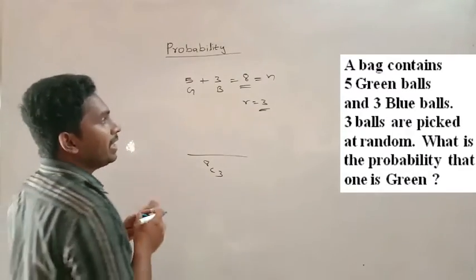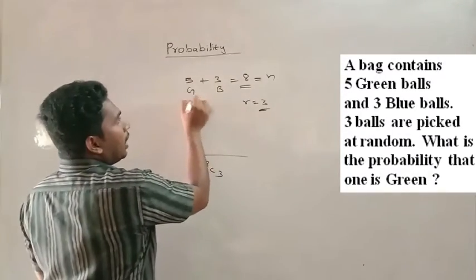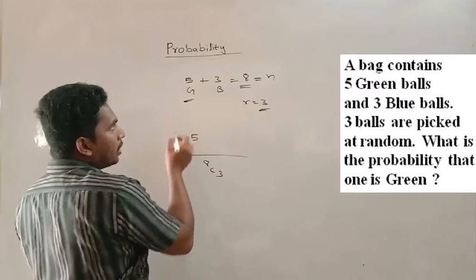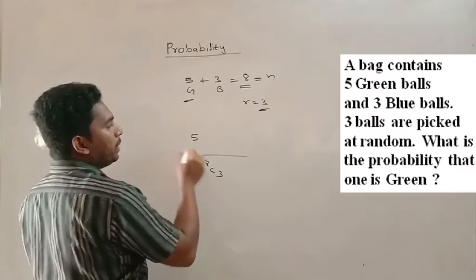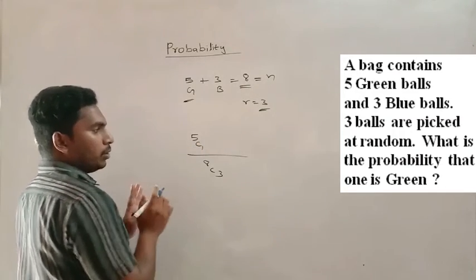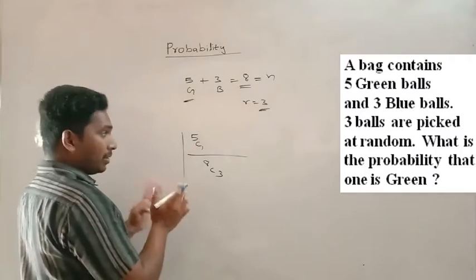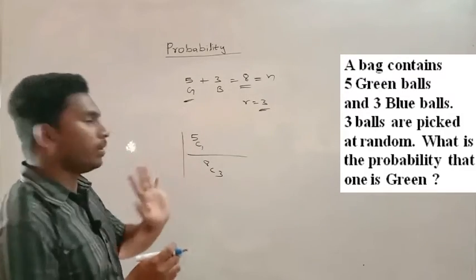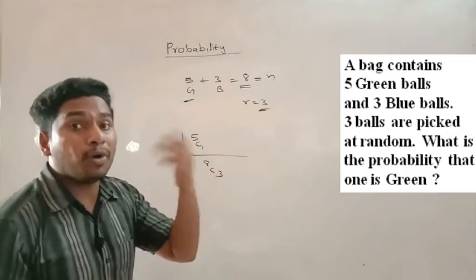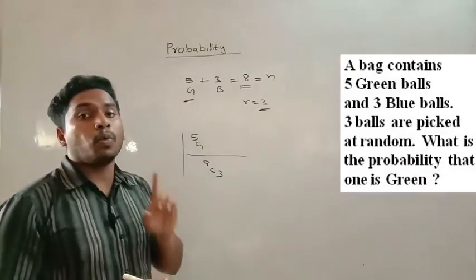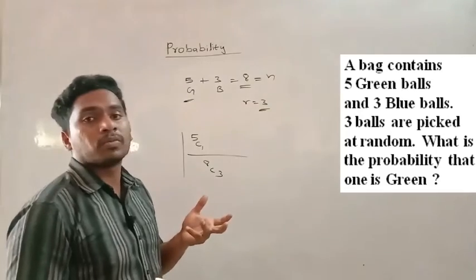1 is green in the sense, so how many green are there in total? Out of the 5 green balls you are picking 1. That is okay. Is this satisfying? No, actually only 1 is green. Then how about the other 2? Total 3 balls are picked up, right? So how about the other 2?